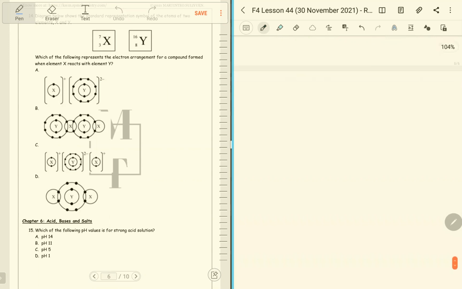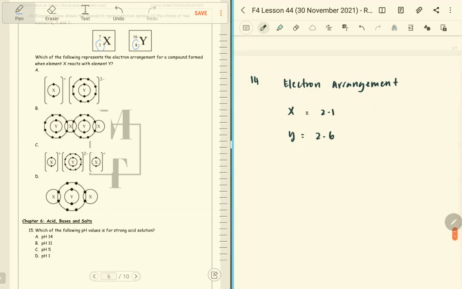Okay, let me discuss question number 14. Which of the following represents the electron arrangement for the compound formed when element X reacts with element Y? First of all, we need to find out the electron arrangement. Always start with electron arrangement when we do chemical bonding. For X, the electron number is 3, the same as the proton number. For Y, the proton number, which is also the electron number, is 8. So X's electron arrangement is 2.1. Y's electron arrangement is 2.6.